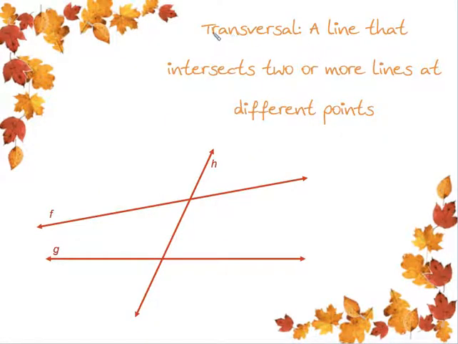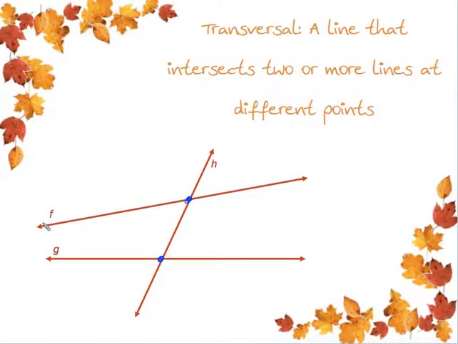A transversal, this one's probably new. Oh man, this is me underlining it. My pen's not working very well. A transversal is a line that intersects two or more lines at different points. So in this picture, the only transversal is H because it intersects line F and line G at two different points. Because line F is only intersecting line H, it can't be the transversal.